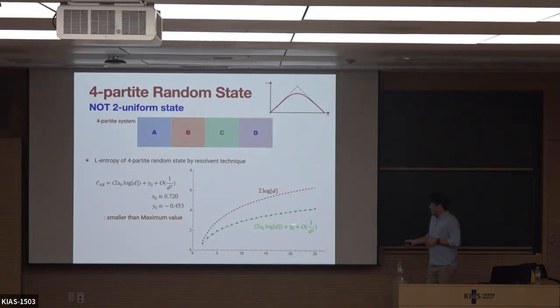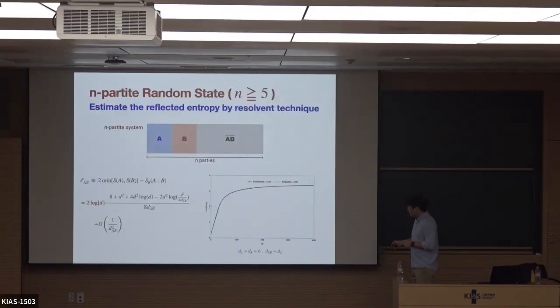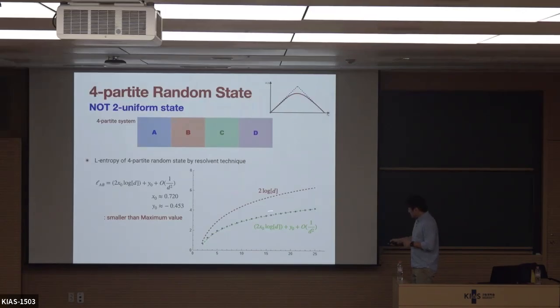So we did a numerical calculation for each dimension, and it turned out that they follow the lower saddle. So we could confirm that in the 4-party case the random state is not a two-uniform state. This is related to the following: if there are 4 parties, we choose 2 parties among the 4, so it's close to the Page time. At the Page time, as you see, there is some deviation from the maximally mixed state. In the end, this is the origin of this problem.